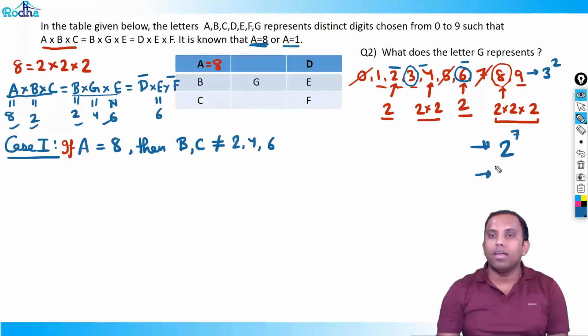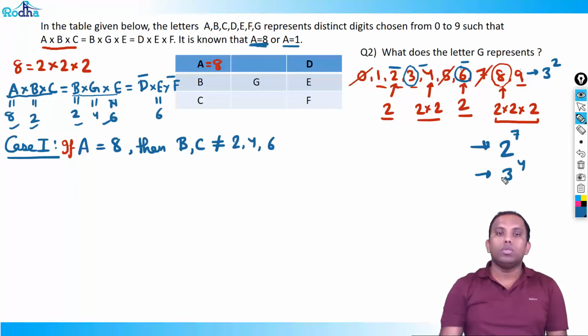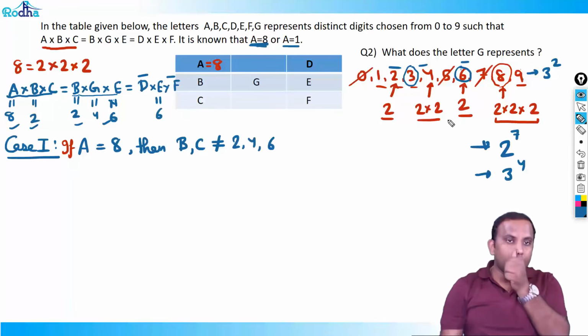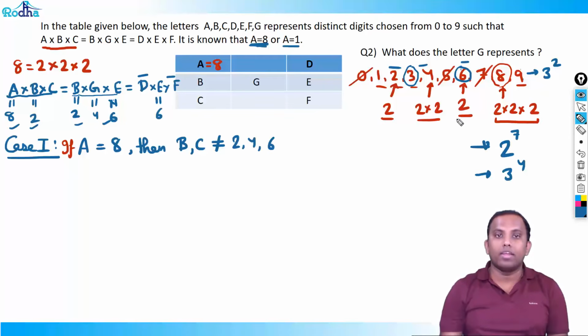How many 3s are available? There are 2 threes in 9, in 6 one three, in 3 one three. Total 3 raised to 4 are available. So I have 7 2s and 4 3s available, right? I hope it is clear, no? Any mistake? No, it's fine. So once A is equal to 8, that means 3 2s are already here, right? So these values have to balance all the 2s and 3s, right?